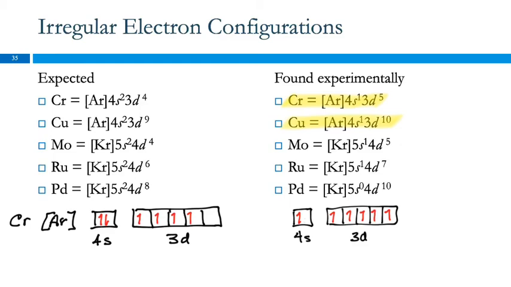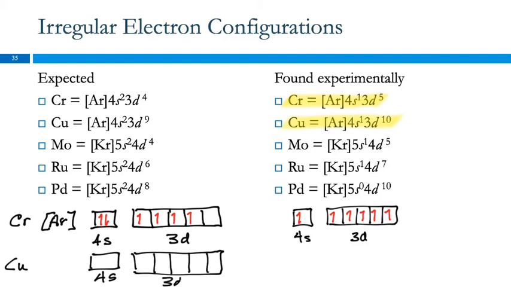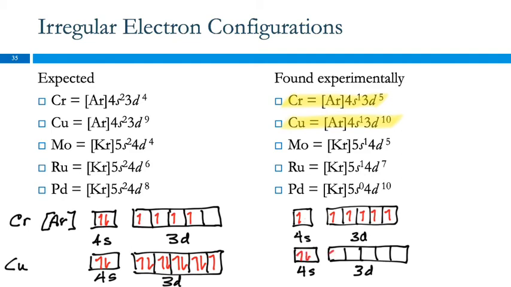And then let's look at what copper does. So we expect that copper would fill up like that, have 9 electrons in the d orbitals. But what actually happens is that the guy sleeping upside down here in the S room moves over and sleeps upside down in the D room.